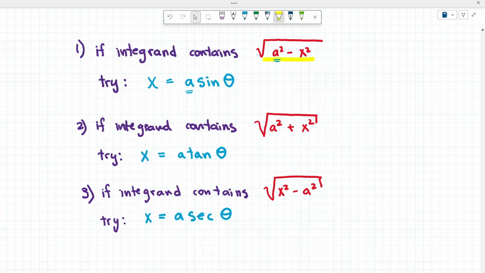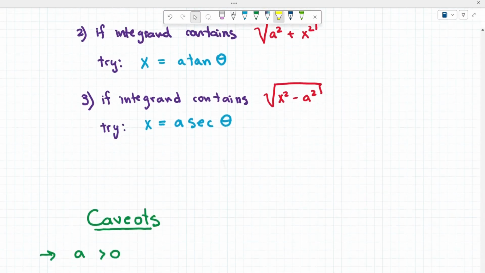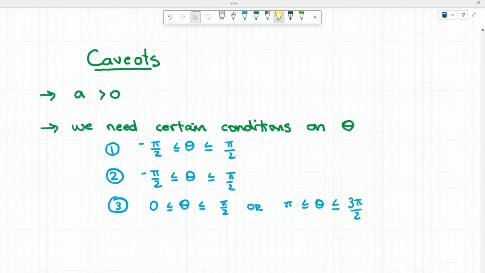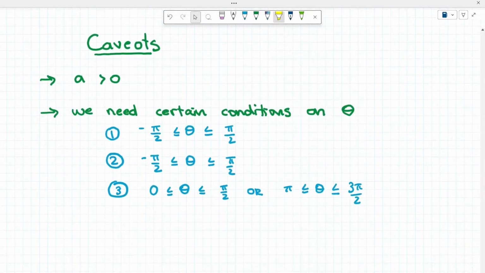Make sure that you write these in your notes, because this is a really great cheat sheet to have, especially when you're trying to tackle a difficult rational integral. This can really help you out. However, we still have to consider some caveats. We can't just use them freely. We have to be sure of a few things.